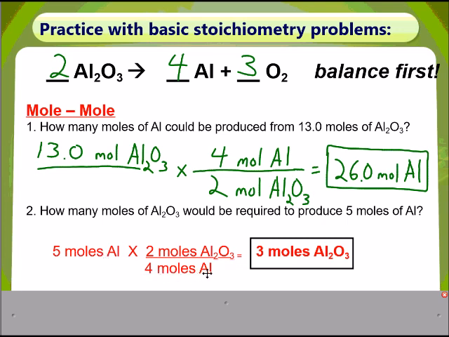4 moles of aluminum will be on bottom. 2 moles of aluminum oxide, which is what they're asking about here, goes on top. Then we just do the math. 5 times 2 divided by 4. We round that to 3 for sig figs.